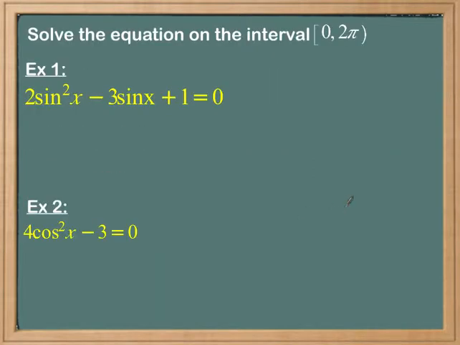So we're going to start by first of all reading our directions very carefully. The directions here are: solve the equation on the interval 0 to 2 pi. Remember, when it says on the interval, we don't have to worry about adding that 2n pi. So we're going to start with example 1 here, which is 2 sine squared of x minus 3 sine of x plus 1 is equal to 0.